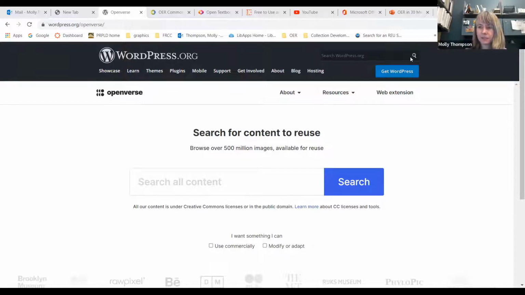But I have heard from instructors that finding images for their OER is sometimes more challenging than actually creating the OER content, because of course there are images all over the internet, but those are all under copyright. So unless they have a CC license on them, or they're in the public domain, or you get permission, you can't use them due to copyright. So this is a place where you can go and hopefully find images that are free for you to use.